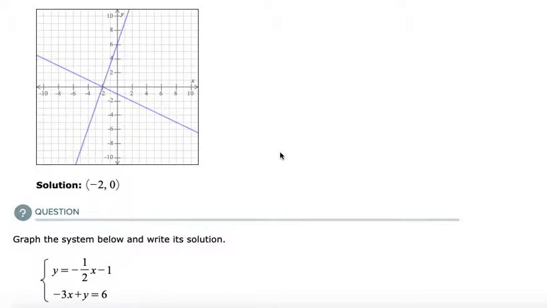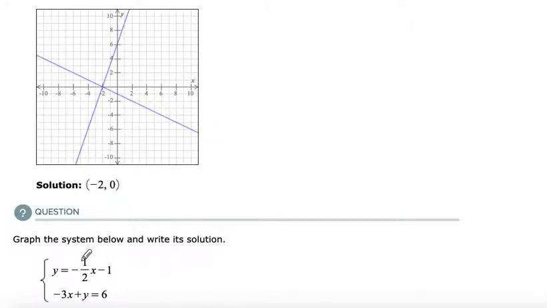My name is Christine G, and I am going to be going over this problem where we're asked to graph the system and write its solution. First of all, what I want to do is take a look at the solution point.